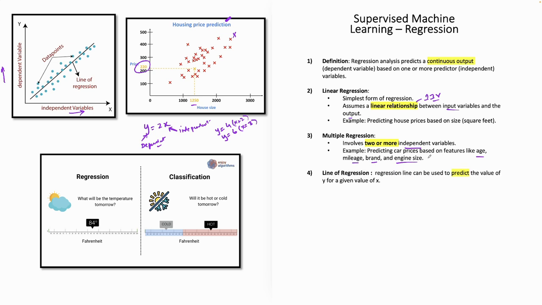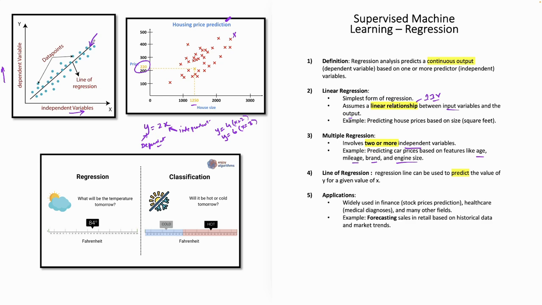Then we talk about the line of regression. Here, if you see, this is what we call the line of regression, and this line can be used to predict the value of y for a given value of x. Whatever algorithm you are using, I just gave you a simple example like y equal to 2x, but remember, this regression line helps to predict the value of y for a given value of x.